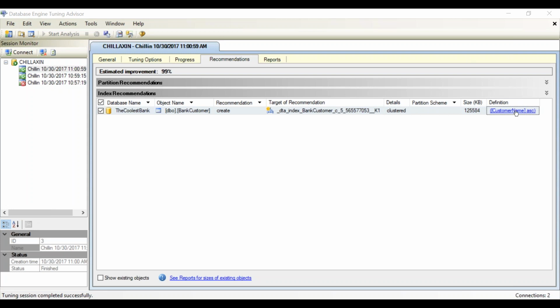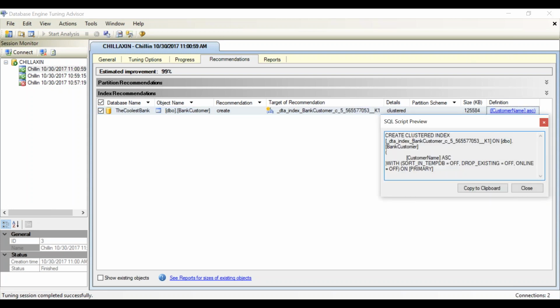I just click on the definition of the script, and it gave me the statement of creating a clustered index, a generic name on this table, and the entire statement that I need. So yes, I can rename the index with something fancier or run the script as is. Not only does the Tuning Advisor give me a recommendation, but it also gives me the SQL statement that I need to run to fix that issue as well. So it's a very great tool. It's an amazing tool with performance tuning.